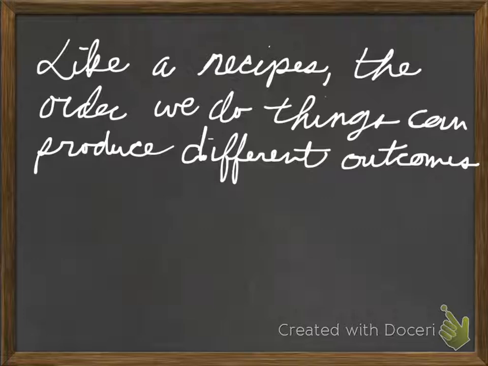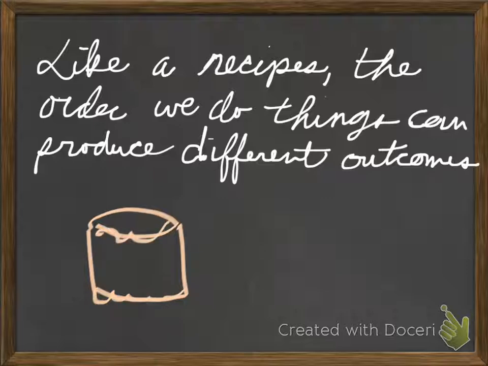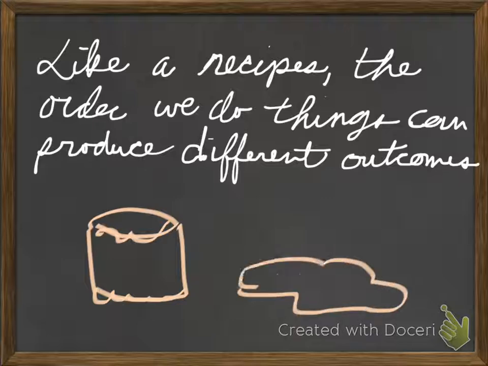Like a recipe, the order we do things can produce different outcomes. What would happen if we took a cake, look at that icing, and put the icing on before we even baked it? You would get a pile like that.